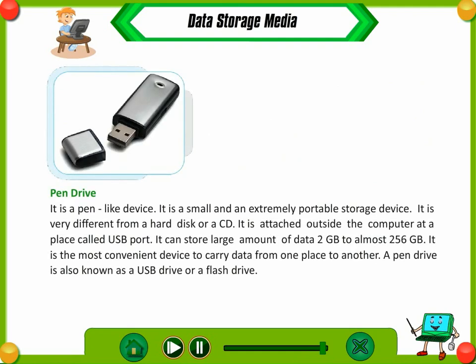Pen drive. It is a pen-like device. It is a small and extremely portable storage device. It is very different from a hard disk or a CD. It is attached outside the computer at a place called the USB port. It can store a large amount of data, 2 GB to almost 256 GB. It is the most convenient device to carry data from one place to another. A pen drive is also known as a USB drive or a flash drive.